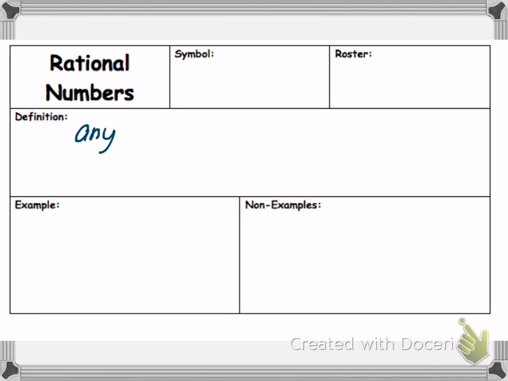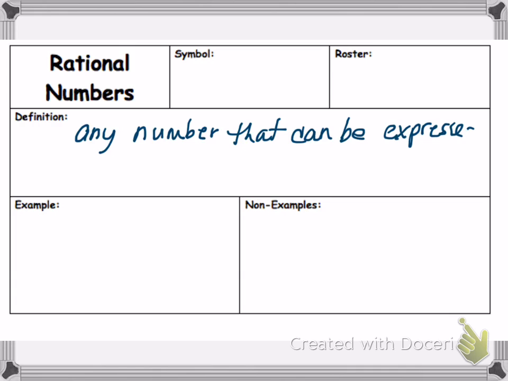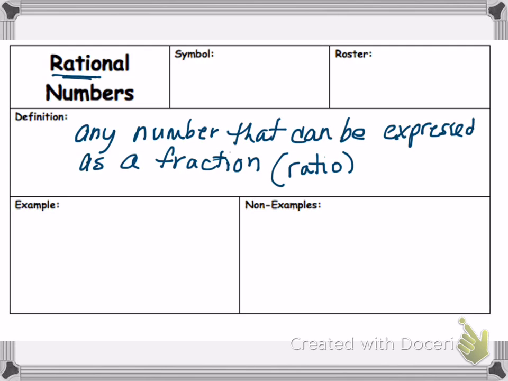So a rational number is any number that can be expressed as a fraction or as a quotient of two values. Now, where the word rational comes from is that you know that a fraction is a ratio between two values. So that's where that word, the ratio in rational numbers, comes from.